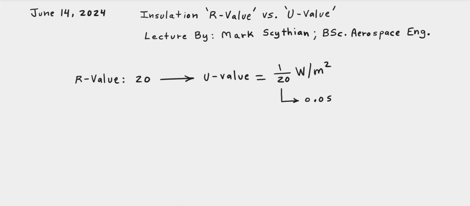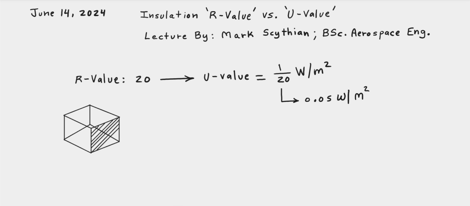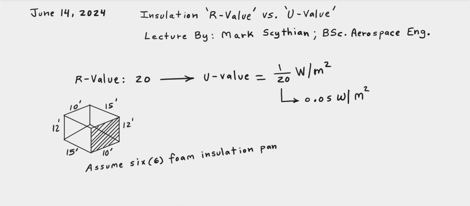So I'll explain what the 0.05 watts per meter or R value of 20 means. So assume you have a structure, and we'll just take one panel. We have our dimensions here. And so there is 6 panels for a 15 by 10 or 150 square foot room or area.